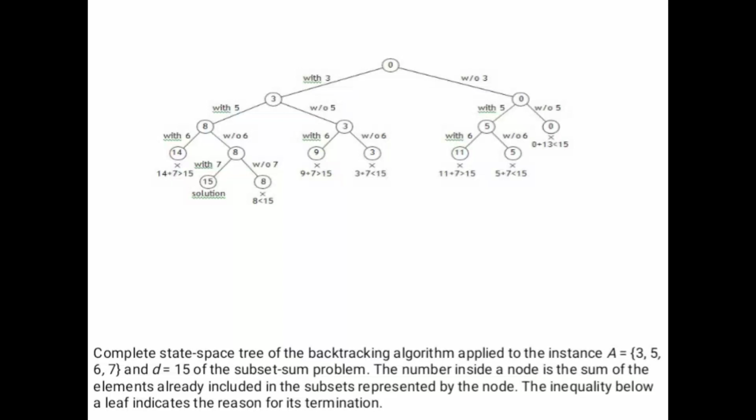Now we will see here. The given set is A with elements 3, 5, 6, 7, and we have to choose the subset of elements from the given set such that their sum will be equal to D, that is 15. Here D is equal to 15.